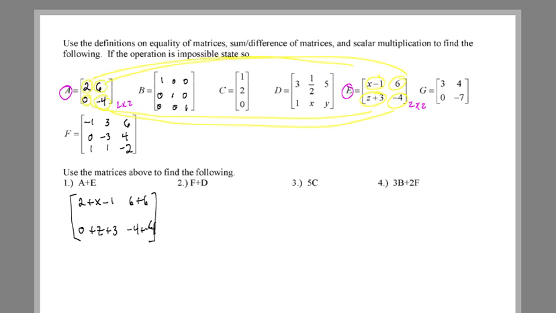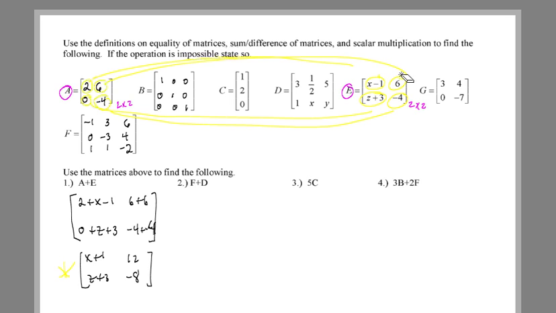So the result of adding matrix A to matrix E would be x plus 1, 12, z plus 3, and negative 8. So that would be our answer. Simple operation. Just be really careful with your arithmetic.